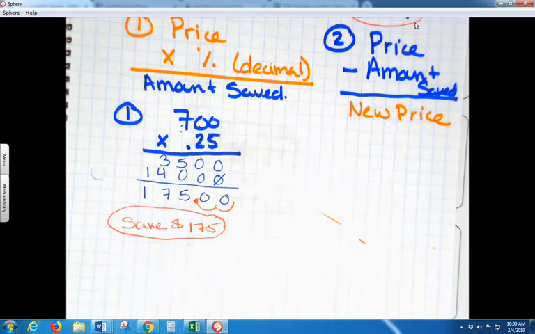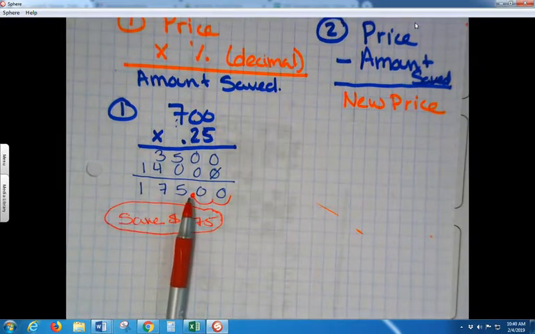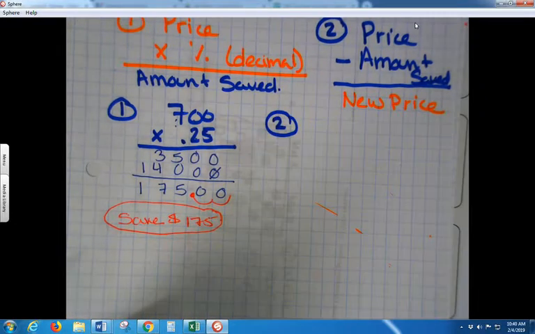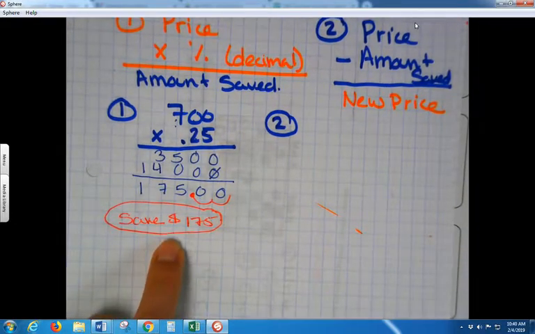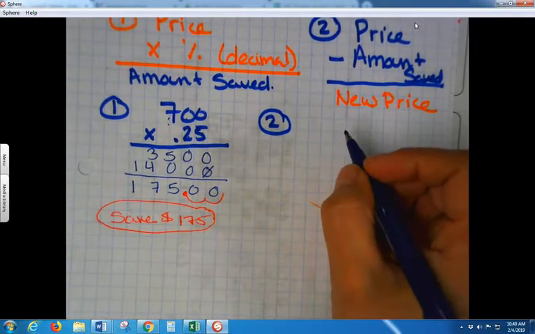Some kids are like, oh, Miss Mama, you're going to save $17,000. It's like, but wait, it only costs $700. How can I save more than what it costs? Doesn't work. Okay, what's your second step? Because this is how much I save, $175. What's my next step? Take your price. Take my price of? $700.